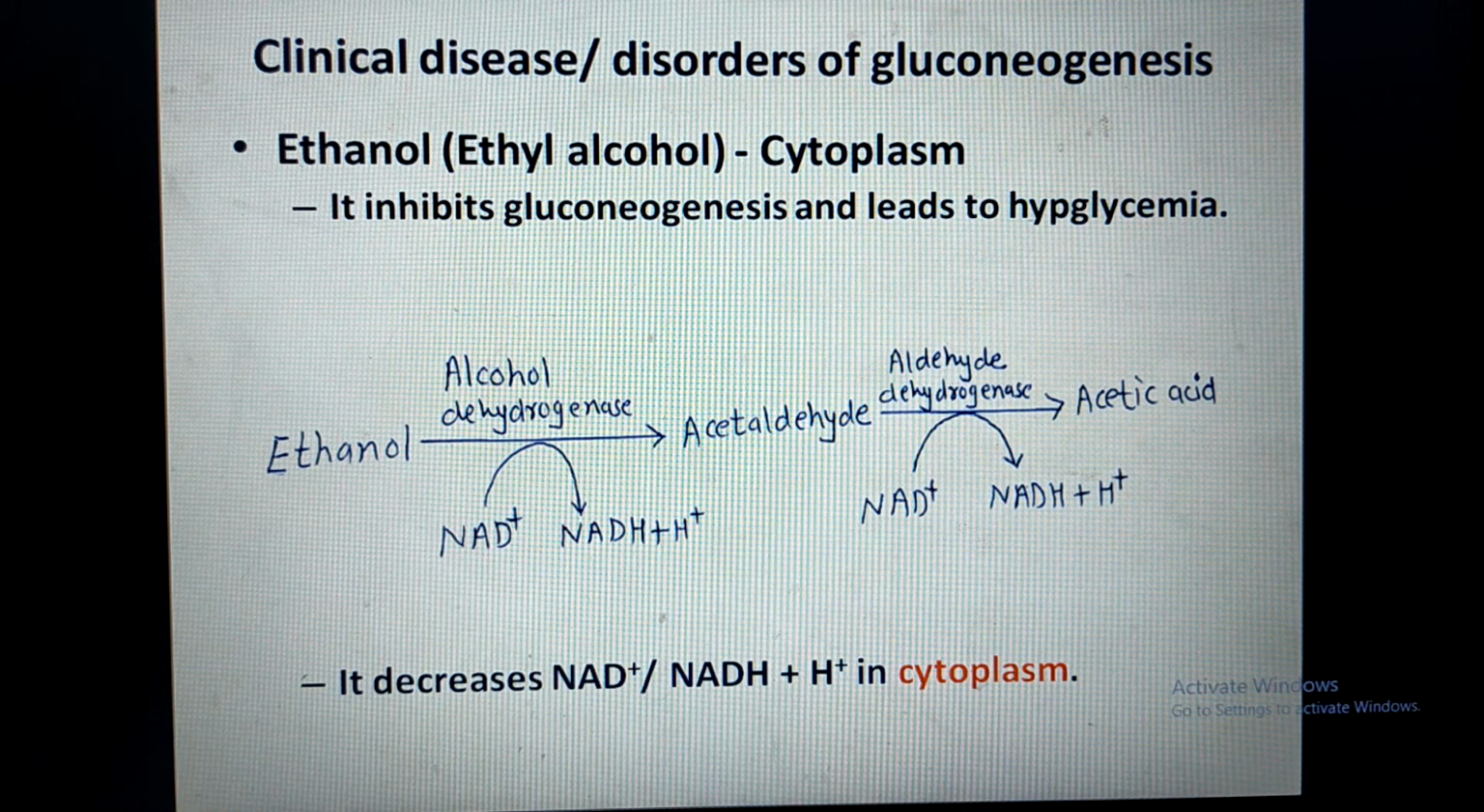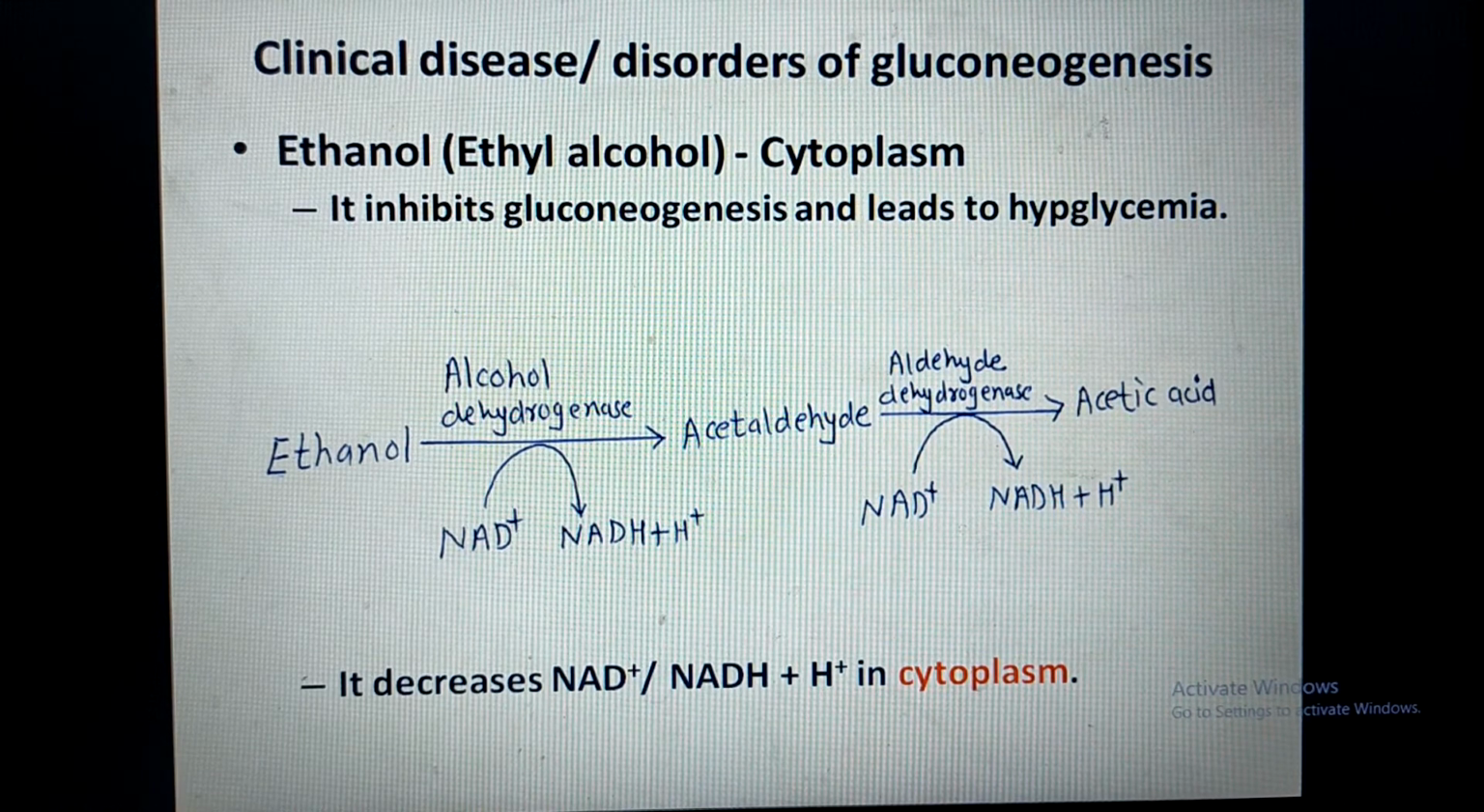If you see, in each of these steps NAD is converted into NADH. So when one ethanol is converted into acetic acid, two NAD molecules, one at each step, are utilized and get converted into NADH. Therefore, there is deficiency of NAD inside the cytoplasmic compartment of the cell, because the metabolism of ethanol takes place in the cytoplasmic compartment. In short, once again I will repeat, to metabolize one ethanol molecule to acetic acid, two NAD are utilized.